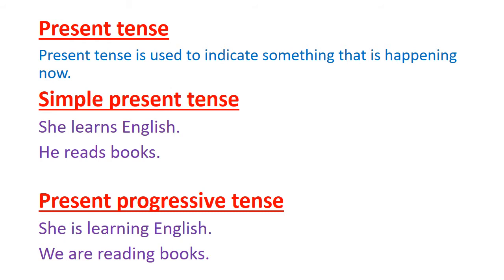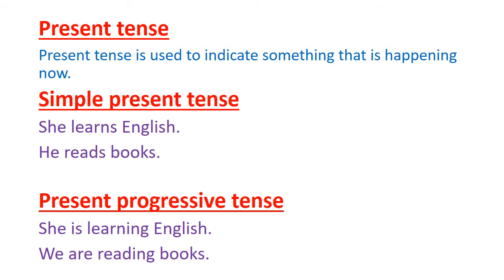Let's see present tense. Present tense is used to indicate something that is happening now. Mainly there are two parts in present tense. First one, simple present tense. Simple present tense we use to describe our daily actions or our habitual actions. Look at this one. She learns English every day or generally. He reads books. Every day he reads books. Not now, at the moment we are speaking.